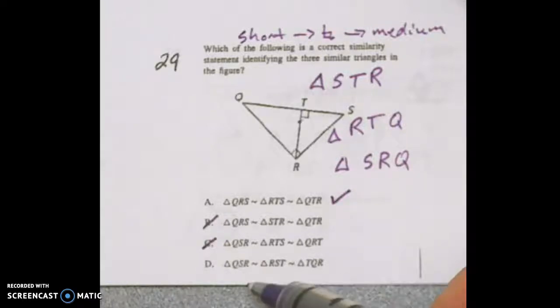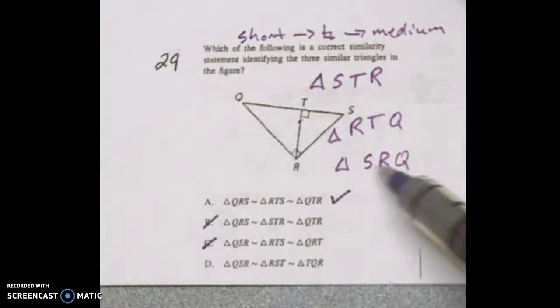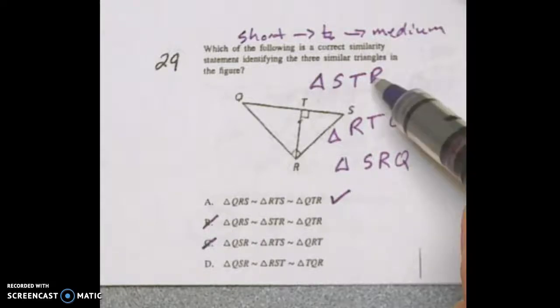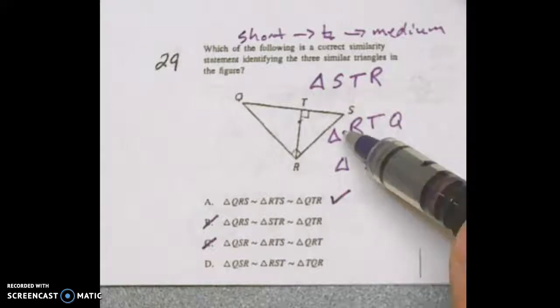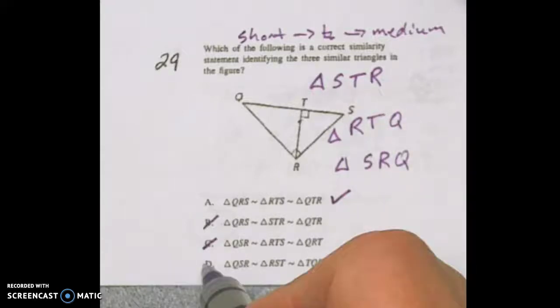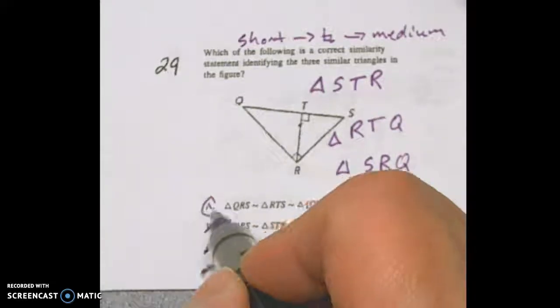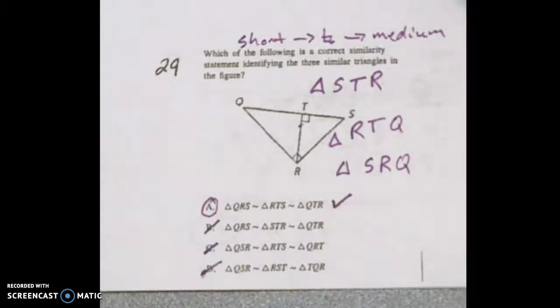We can double check D just to make sure. QSR, RST, QRT, that's not matching. So the one that matches is your answer choice A in that order.